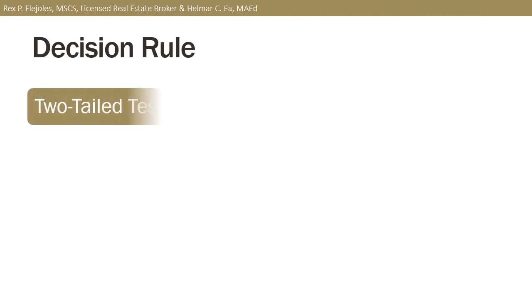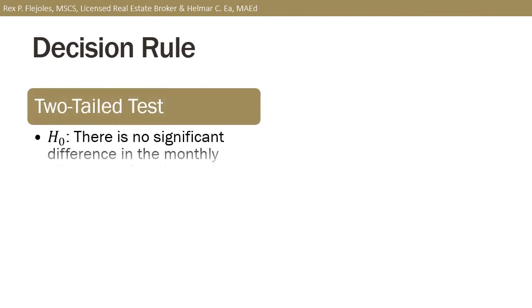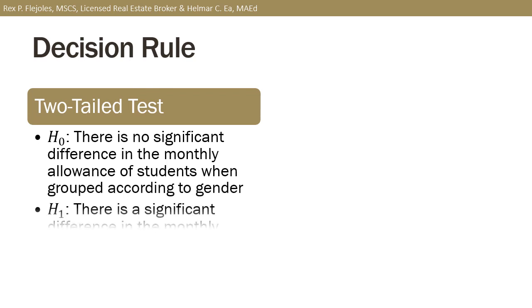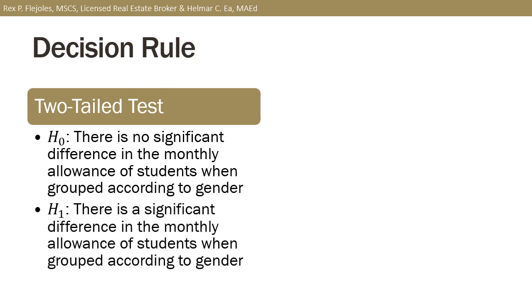Another is with these hypotheses. The null hypothesis is there is no significant difference in the monthly allowance of students when grouped according to gender. The alternate hypothesis is there is a significant difference in the monthly allowance of students when grouped according to gender.